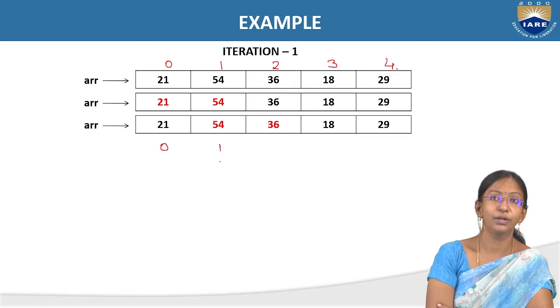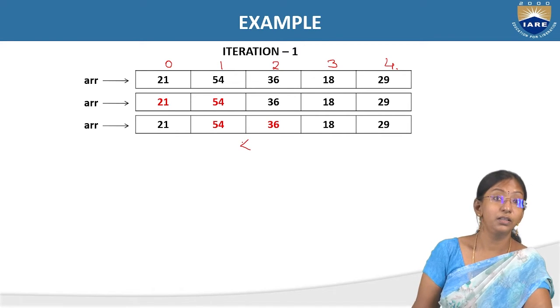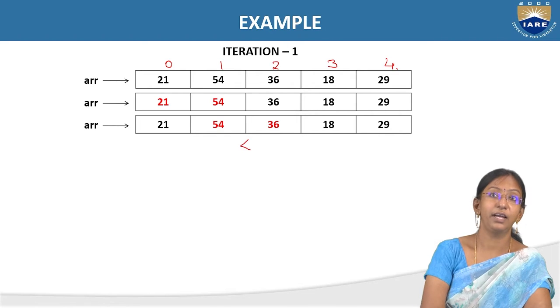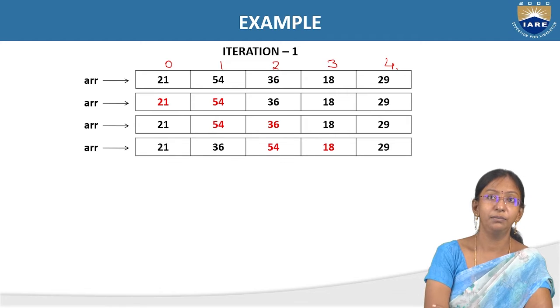Then we compare the elements at index values 1 and 2, as I have said, right? So compare 54 and 36. The relational operator I'm going to use is less than. This condition fails as 54 is not less than 36. When it is not less than, swap the elements. So I have swapped the elements. Now at index value 1, I have 36, and at index value 2, I have 54.